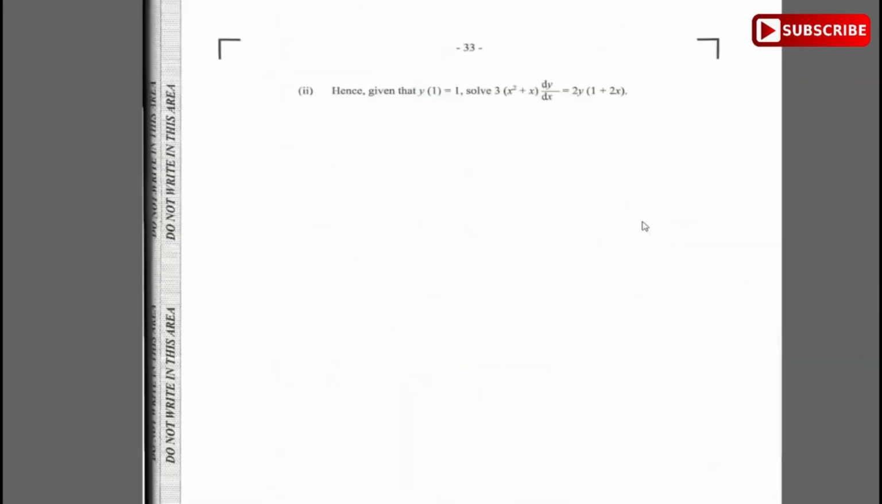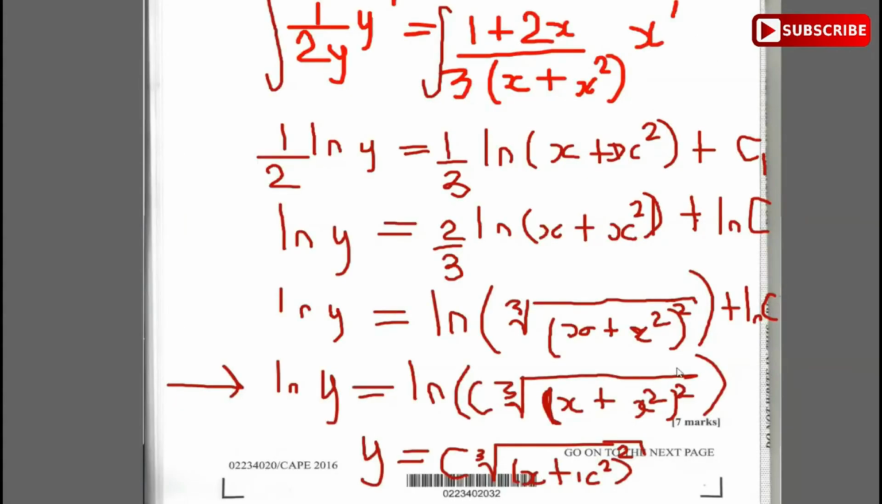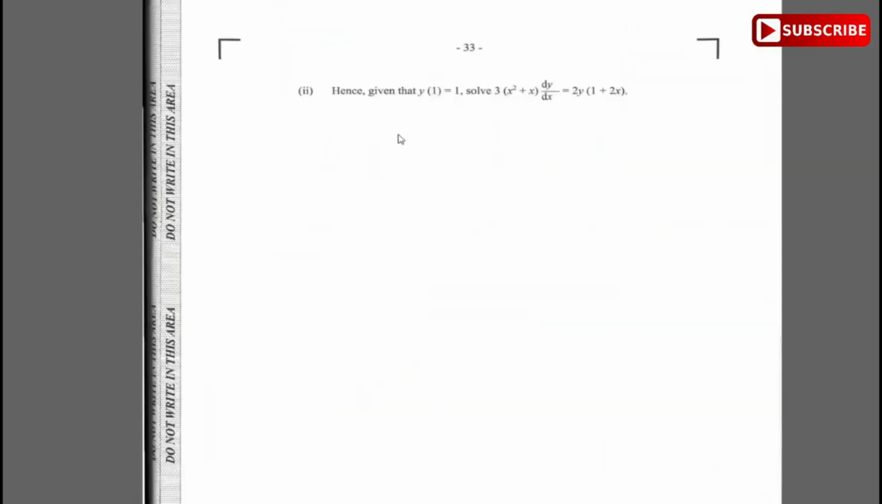The last part of the question says, given that y of 1 is equal to 1, solve this differential equation. Now y of 1 means that when x is 1, y is 1. So let's start by writing that. When x is equal to 1, that's what they're telling us, y is equal to 1. So all you have to do is substitute in the equation.